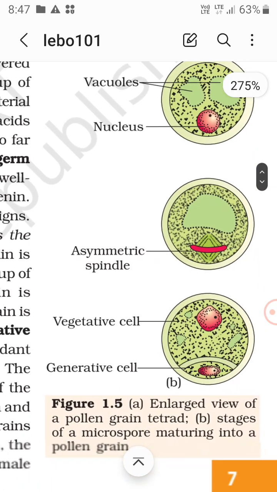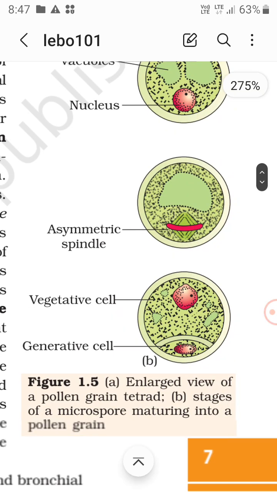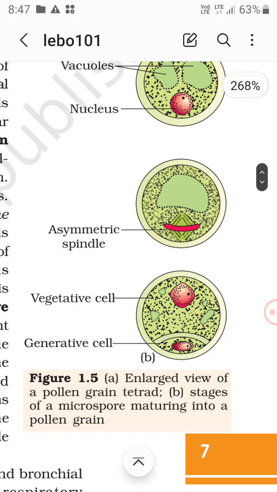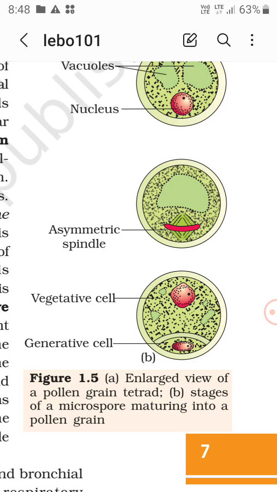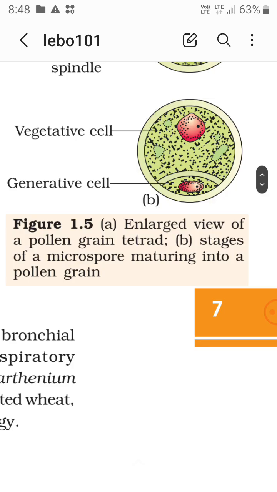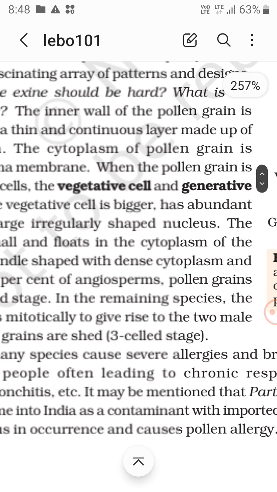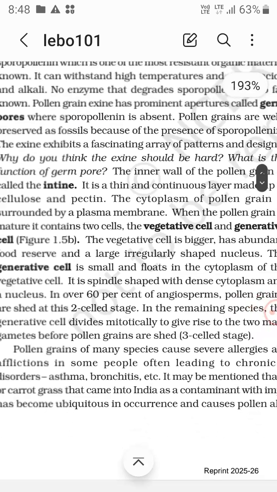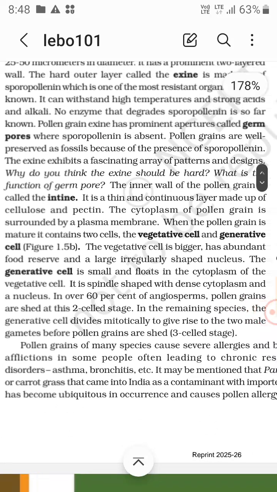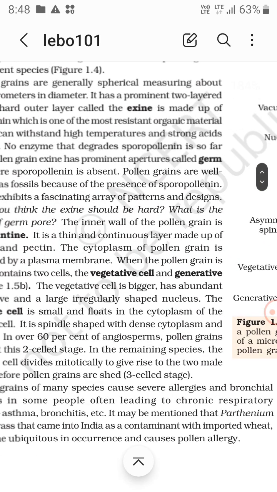The further stage is asymmetric spindle formation. Then there is the formation of two cells, that is vegetative and generative. The vegetative cell is bigger and has abundant reserve food materials and a large irregular shaped nucleus. You can see it is a large irregular shaped nucleus.